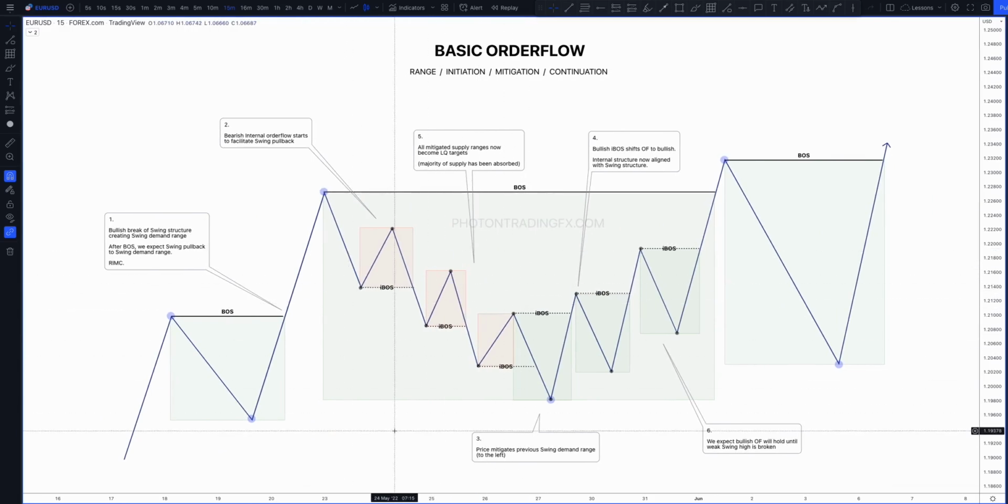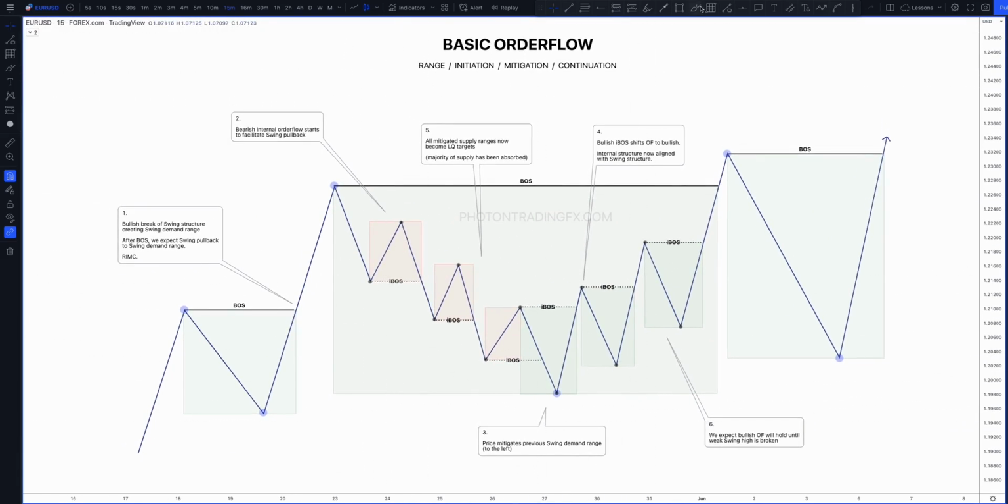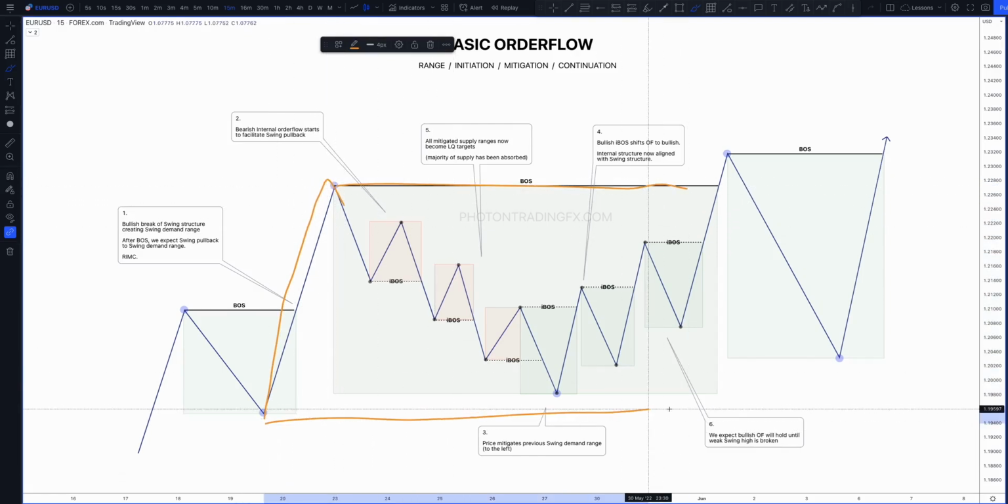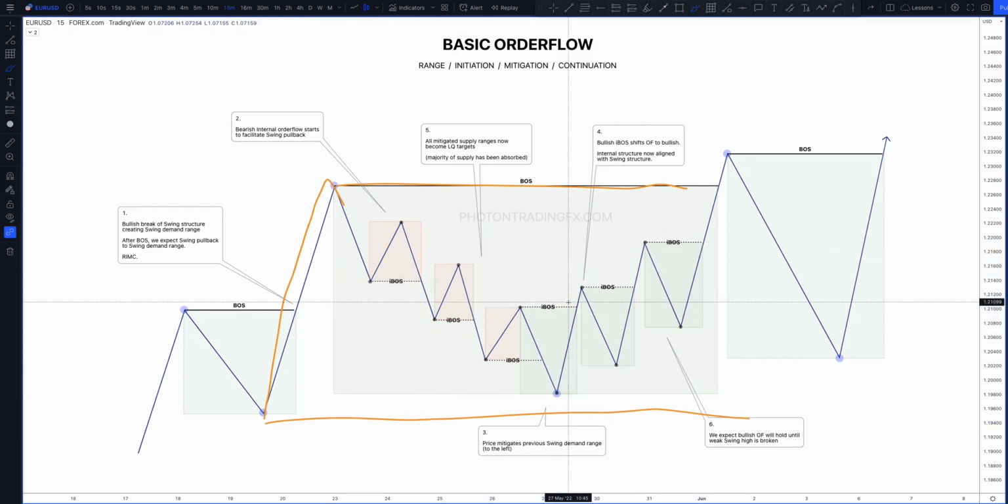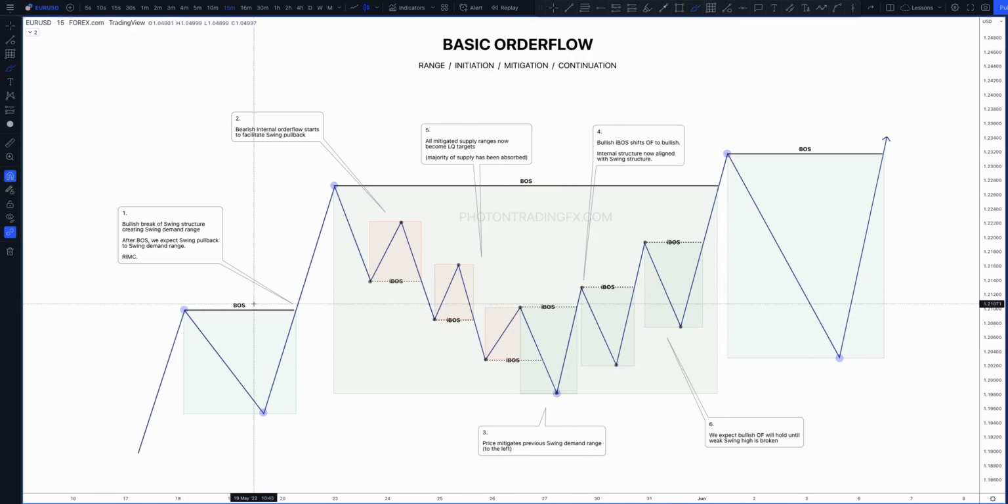So sometimes, when you get a very, very large impulsive swing movement like this and there was no real pullback, when we then do get the pullback, we can be in a much larger swing range, right? So within that, we can get a lot of internal price action, which we've just been looking at in the previous module. So let's break this down from an order flow perspective.